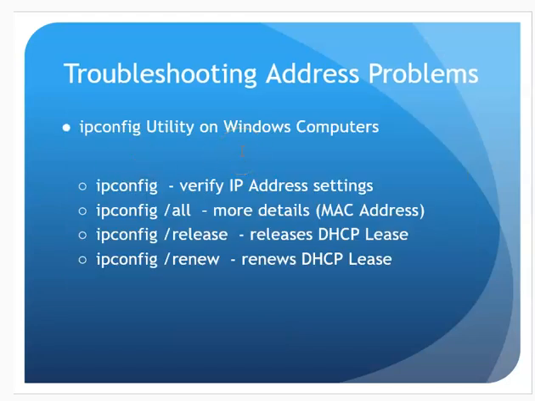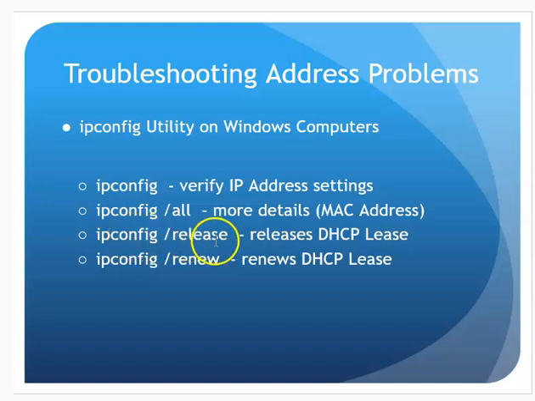We can use an ipconfig utility to look at the IP addressing, which we've done already a couple times in this podcast, and you will do in your lab. ipconfig just gives you the basic IP settings. ipconfig /all gives you all the details, including the MAC address.